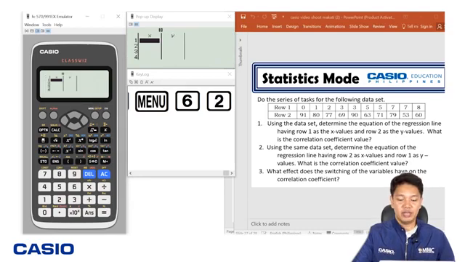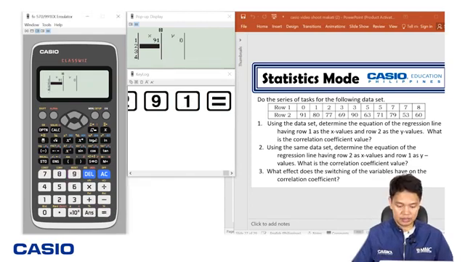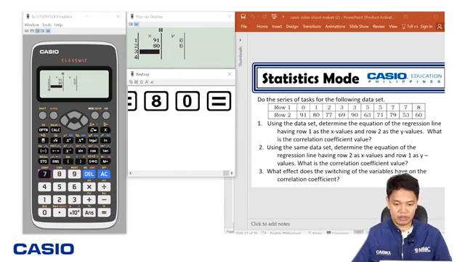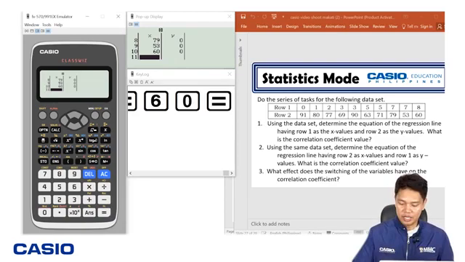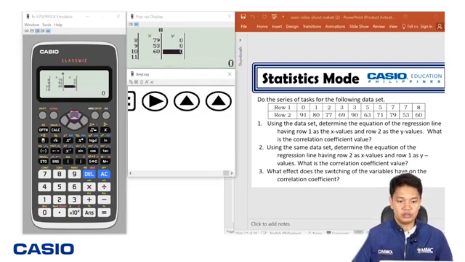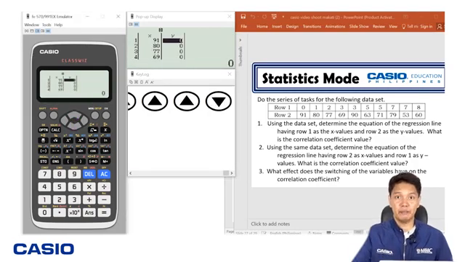Again, our x values are on the second row, so we have 91 equals 80 equals 77 equals 69 equals 90 equals 63 equals 71 equals 79 equals 53 equals 60 equals. And then using arrow keys, go back again to row number 1. And then this time, our y values will come from row number 1.